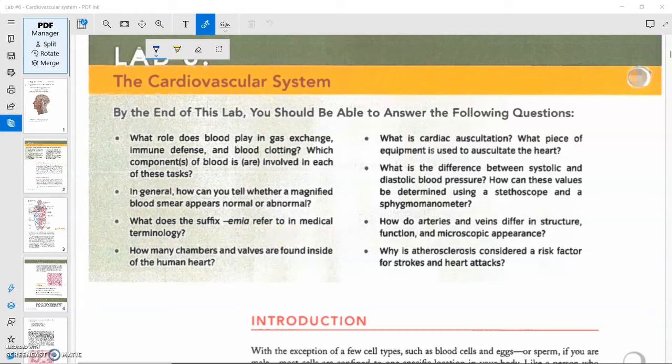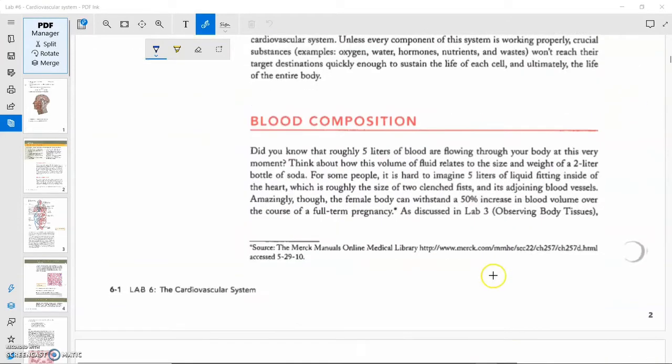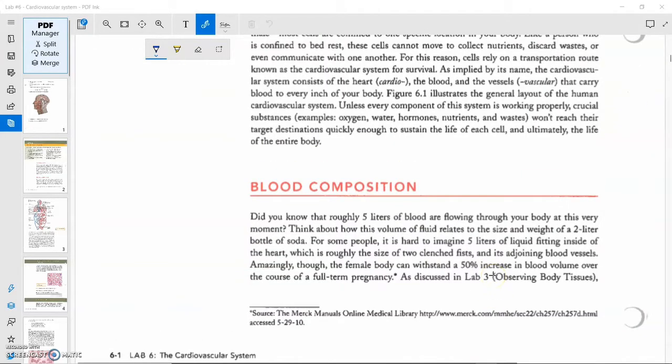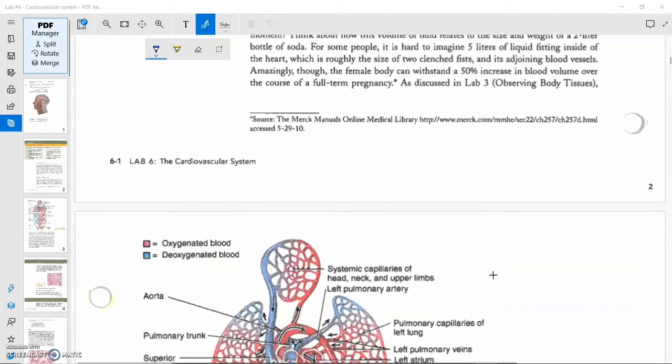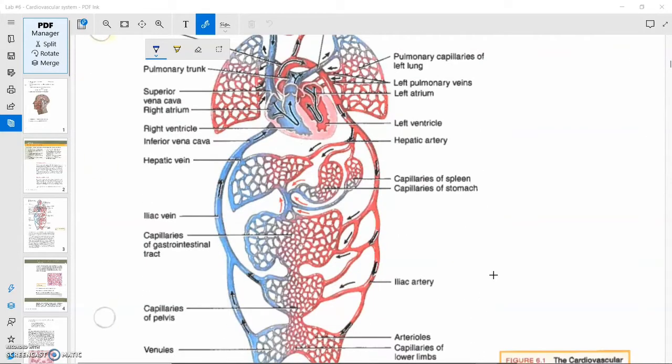Today we will be talking about the cardiovascular system, anatomy of the cardiovascular system, blood, and various disorders. So we're going to start with blood. Blood volume is about 5 liters in an adult.